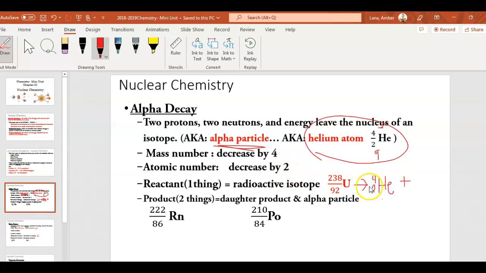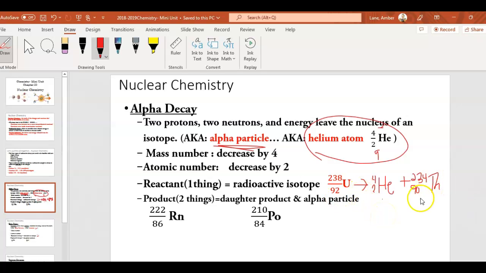So I'm going to do my math first. So my new mass number is 234 and my new atomic number is 90. So I have to go to the periodic table. I have to find which element has atomic number 90, and that is thorium. TH.